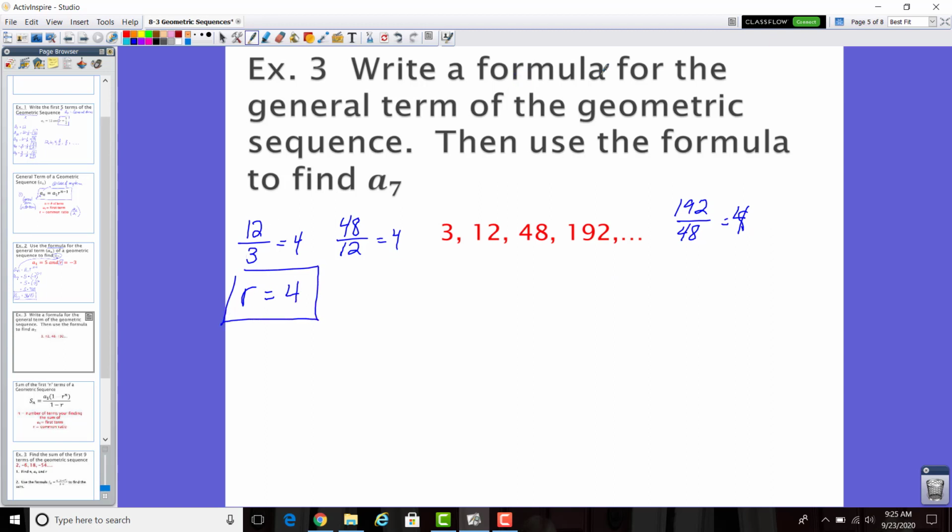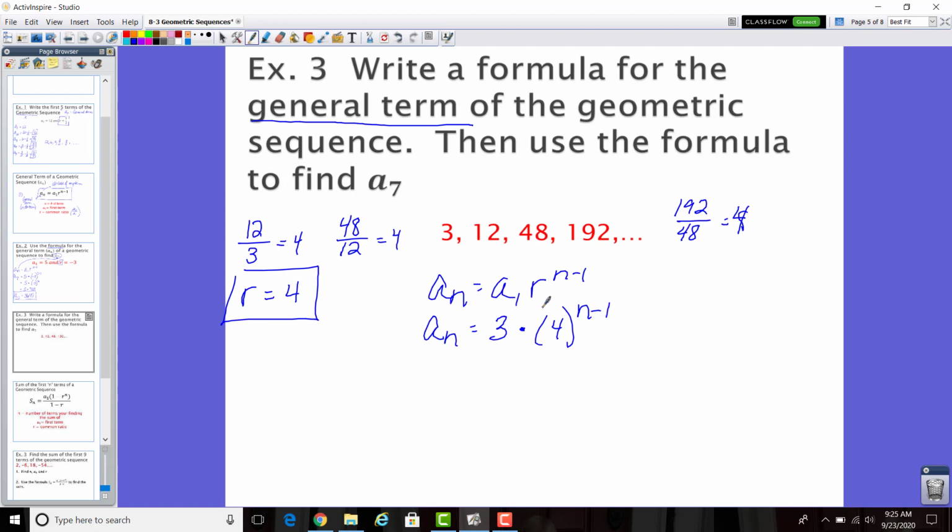The directions say write a formula for the general term of this geometric sequence. So they want an nth term formula. That means we're looking for the nth term of this sequence. That is the sequence that we could use to find the value of any term. So n is going to stay n. Our first term is 3 times our common ratio of 4 raised to the n minus 1 power.